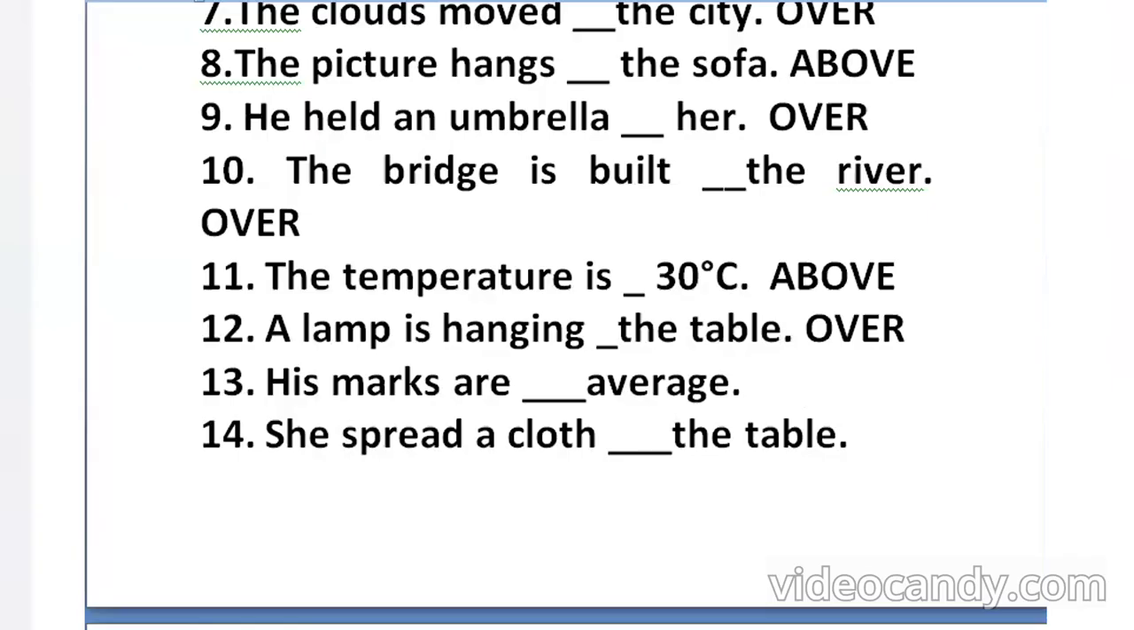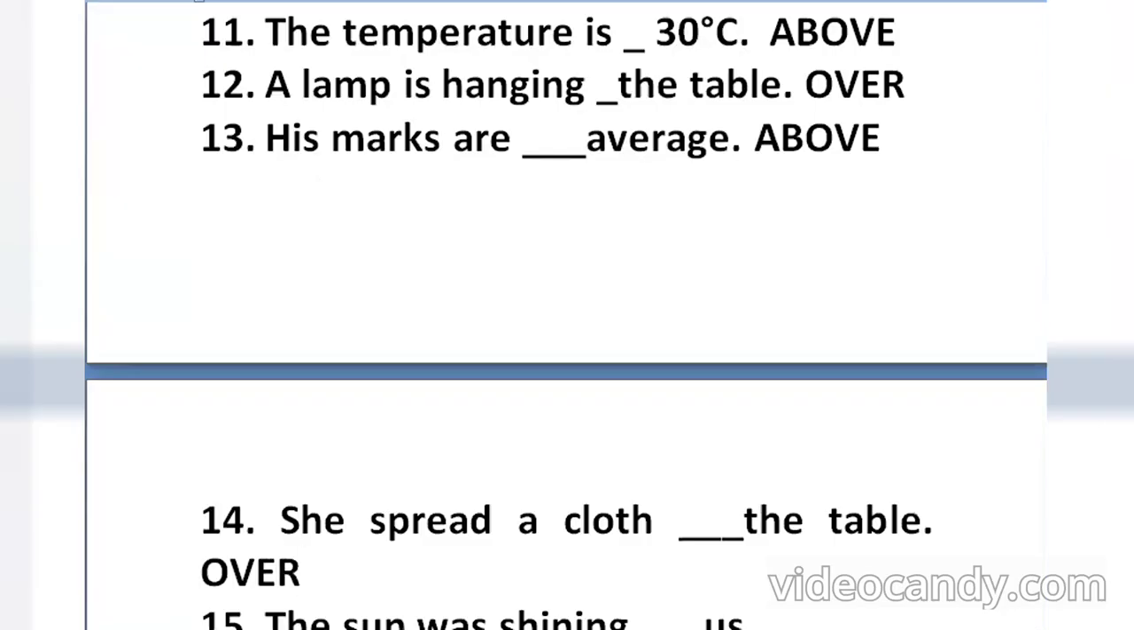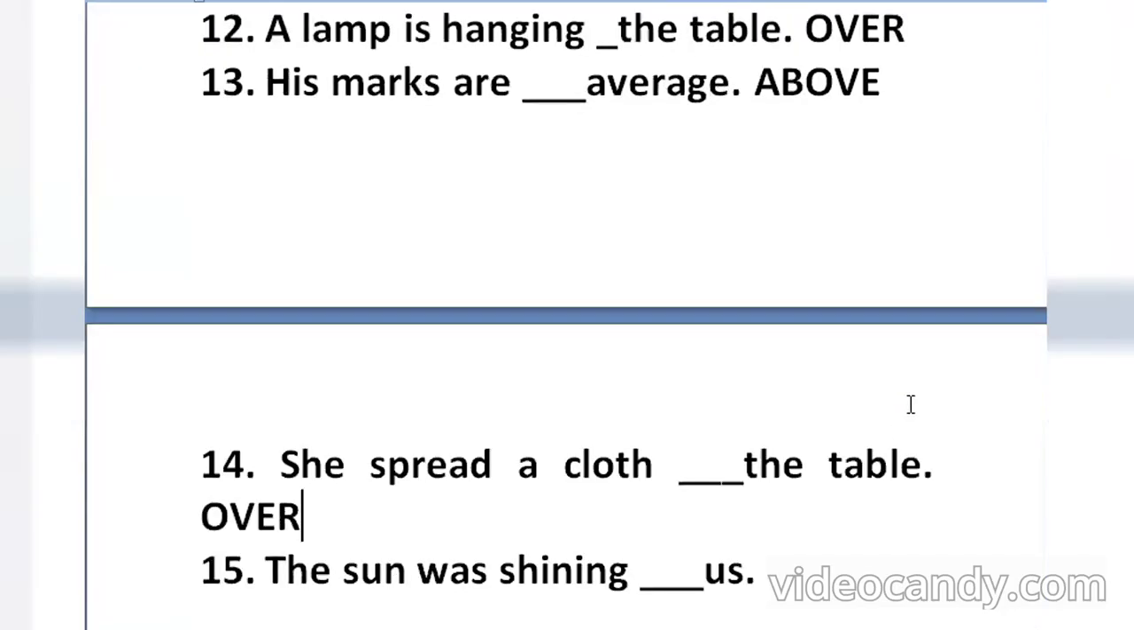13. His marks are blank average. Above average. His marks are above average. Number 14. She spread a cloth blank the table. She spread a cloth over the table. Last one, number 15. The sun shining blank us. The sun was shining above us.